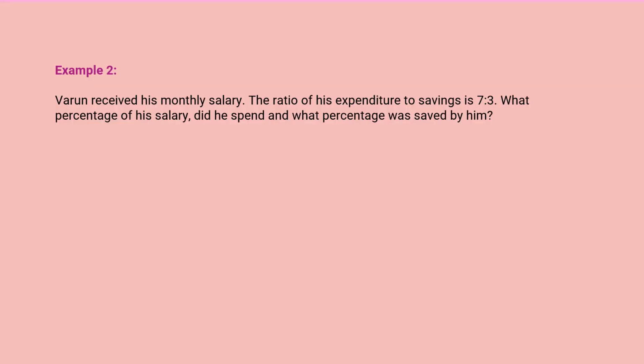Okay, so now we will go on and solve a new question. It says Varun received his monthly salary. The ratio of his expenditure to saving is 7 is to 3. What percentage of his salary did he spend and what percentage was saved by him? So what does the question say? Varun is receiving some monthly salary, and he is expending, basically spending. 7 is to 3 is the ratio of the money which he is spending and which he is saving.